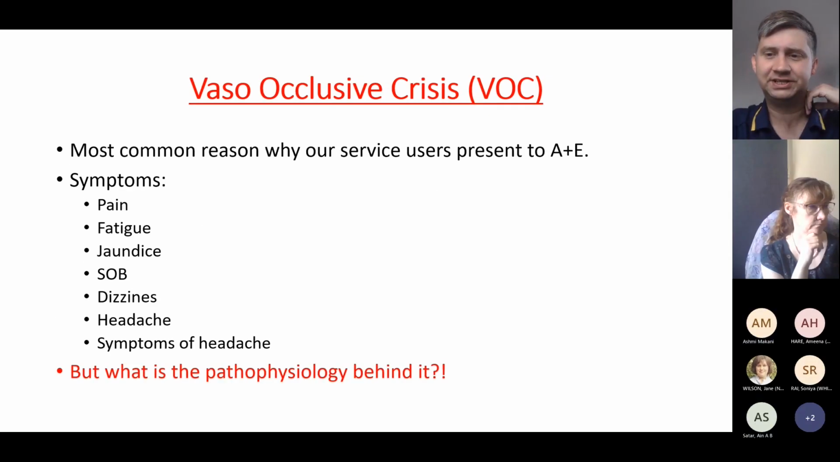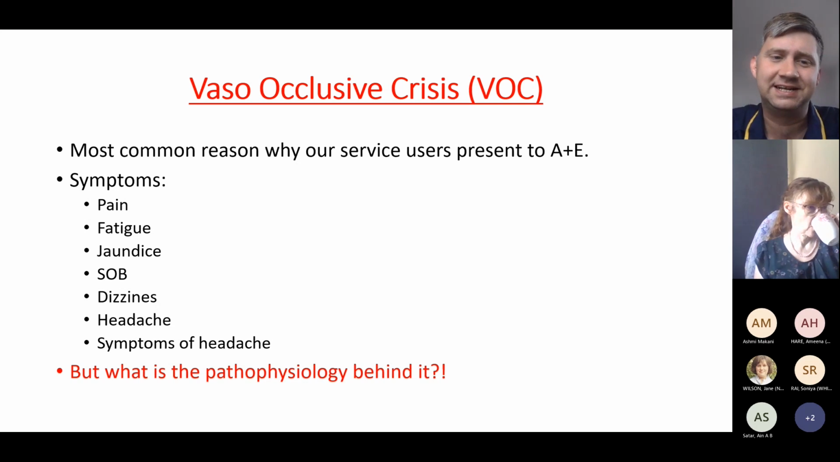So first off, we shall look at vaso-occlusive crises. It's the most common reason why our service users present to A&E. The symptoms are pain, fatigue, jaundice, shortness of breath, dizziness, and headaches. But does anyone actually know what it is, how it works, why these crises happen? Feel free to speak out if you want to chip in.